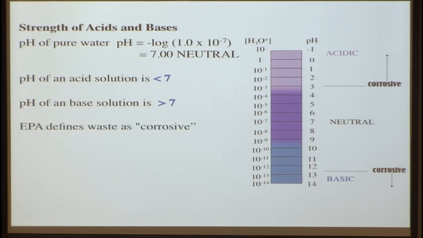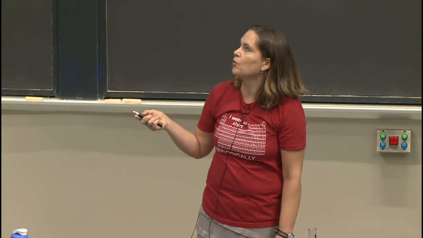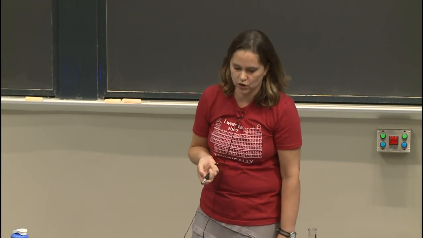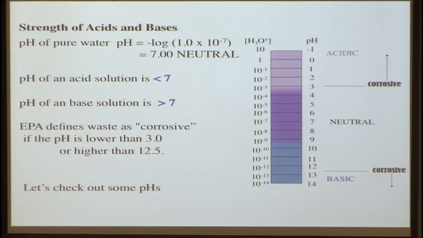The EPA defines waste as corrosive if the pH is lower than 3, or higher than 12.5. Living creatures like to be more in the neutral range. When you get to things of very low pH or very high pH, that is less good. So let's now check out a few pHs.